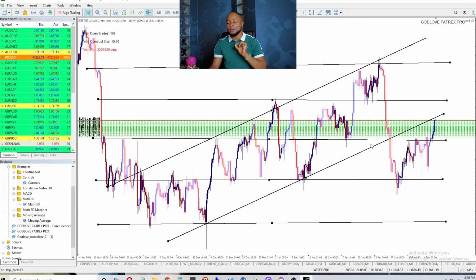As you can see on my phone, the first positions that were opened were right down here. The first position was opened at 12:45, and this one is at 12:45 too, the same time, because I open two trades per signal.